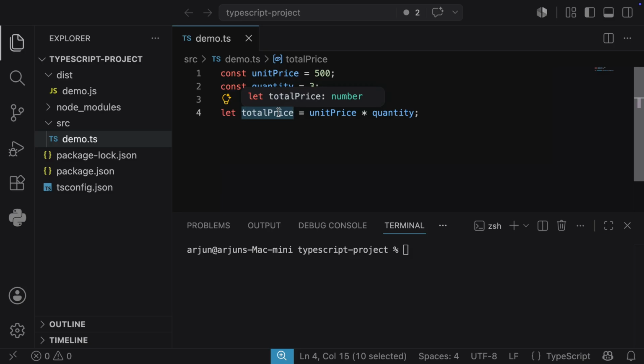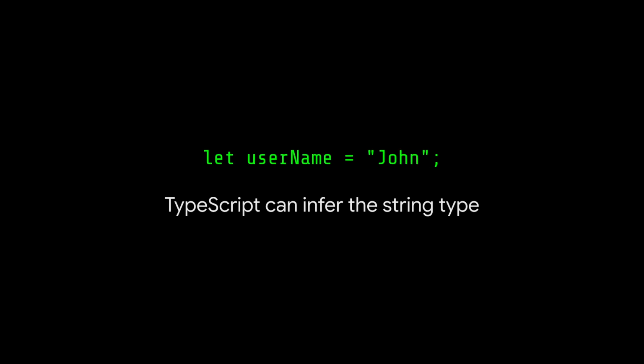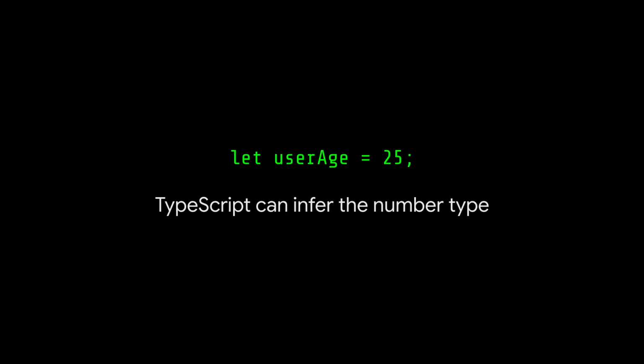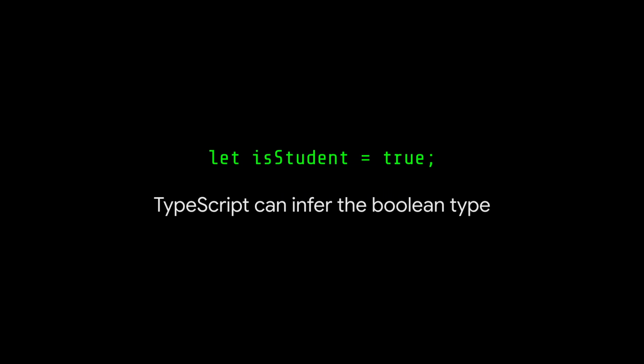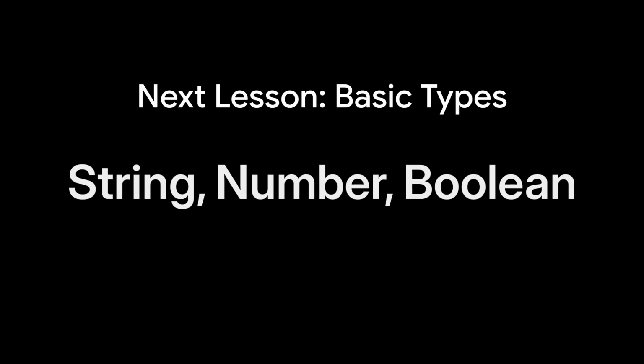Let us recap what we learned. Type inference means that TypeScript determines a type automatically from the available code. When a variable begins with a text value, TypeScript can infer the string type. When it begins with a numeric value, TypeScript can infer the number type. When it begins with true or false, TypeScript can infer the boolean type. TypeScript can also infer types from expressions. Multiplying numbers produces an inferred number. In the next lesson, we will study basic types, string, number, and boolean types in more detail.